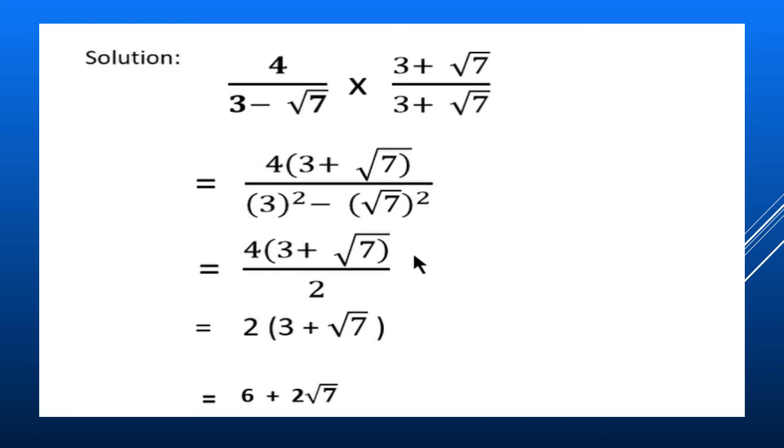Then in the next step, you can see we are keeping the numerator still in the same way, and the denominator, when we simplify, 3 squared is 9 minus root 7 squared, so this root and this square cancel out, so you are left with 7. So 9 minus 7 is 2 here, and now this 2 and this 4 can be further simplified, so 2 goes into 4 2 times, so we have 2 left in the numerator and 3 plus root 7 in the bracket. So expanding the bracket, we get 6 plus 2 root 7.